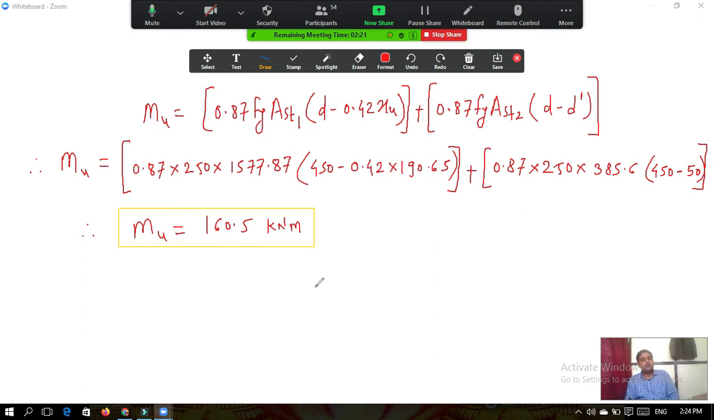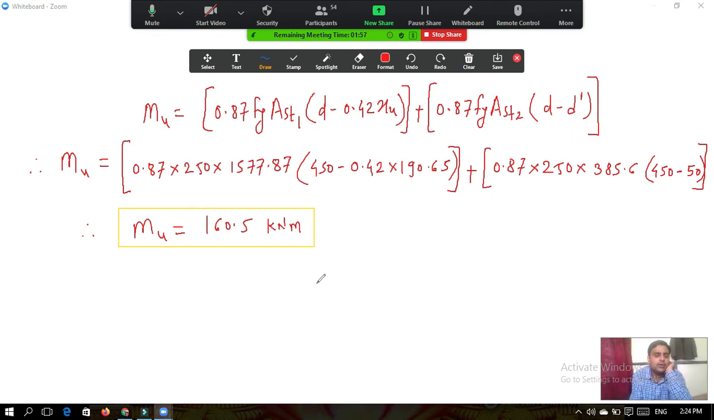This is the value of MU that we have calculated. So write it down. Here we have calculated the total area of steel in compression zone, ASC. Then we have calculated the value AST. AST means the total area of steel in tension zone.